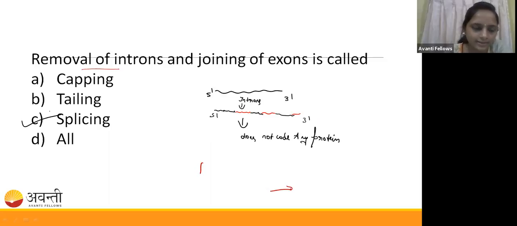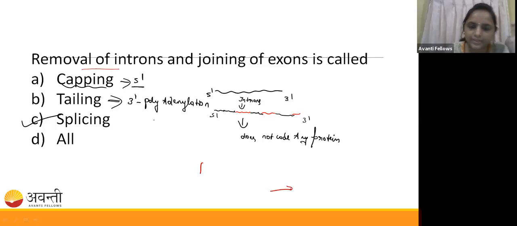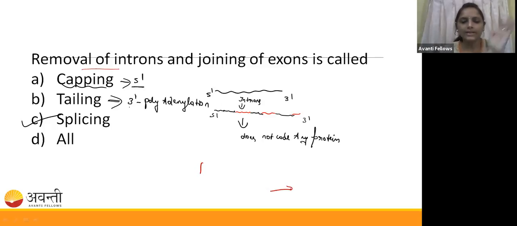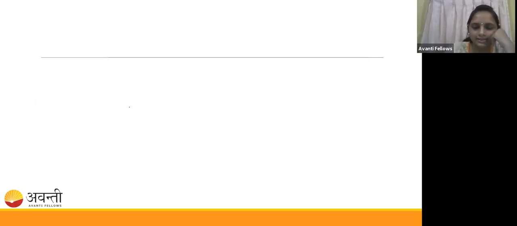Option C is the correct answer. Whereas capping is the addition of the guanosine, right? There is the addition of the methyl guanosine at the 5' position. So that is called capping of the mRNA, right? And the tailing is polyadenylation at the 3'. Polyadenylation at the 3' is called the tailing. Good, guys. The correct answer.